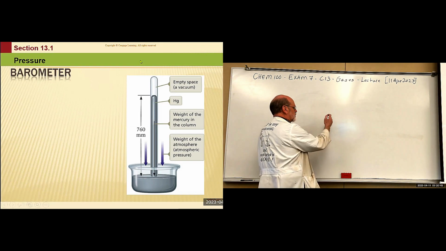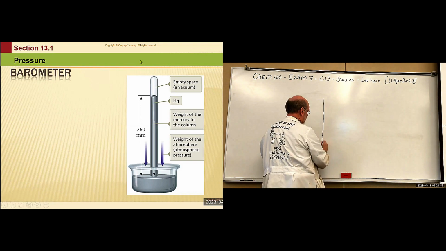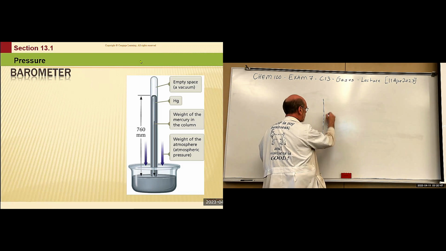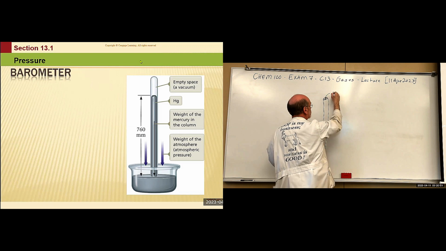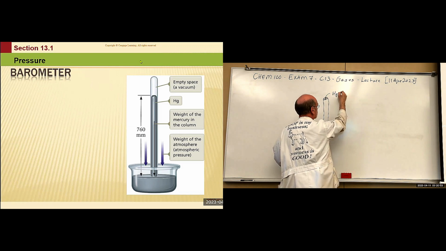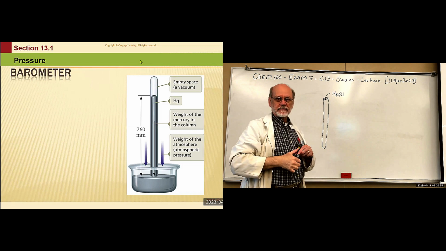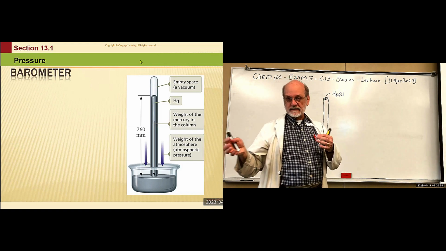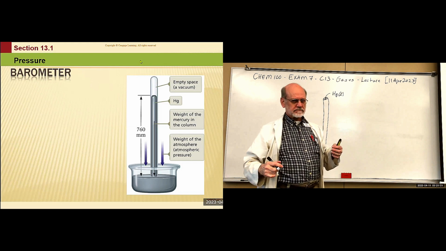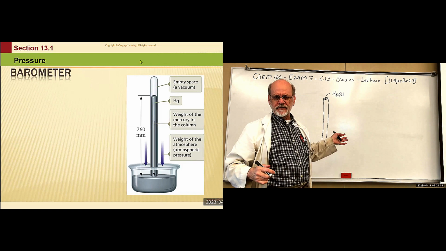So he took this tube, sealed at one end, and into it he put mercury, liquid mercury. He could have used any liquid, right? It would still work. Why did he choose mercury?